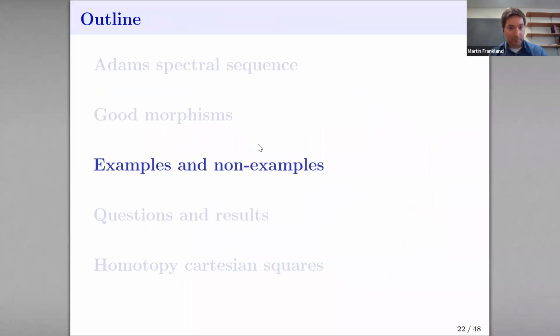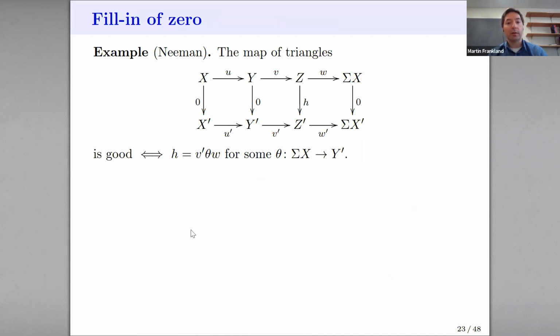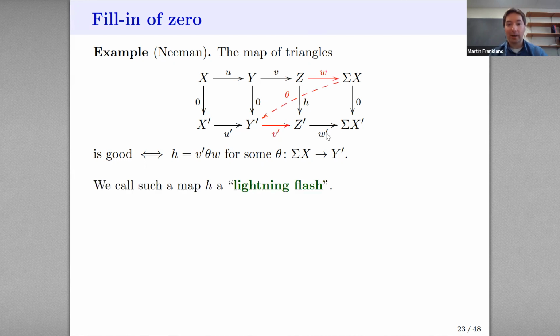All right. What are some examples, non-examples? Well, Neeman observed that if you have only one non-zero component, then the map will be good if and only if you can factor this H as a composite going right, then 2 steps back and down, and then to the right again. So let me draw that on the diagram. That kind of factorization, we call that a lightning flash because it has that shape. And those are the good maps.